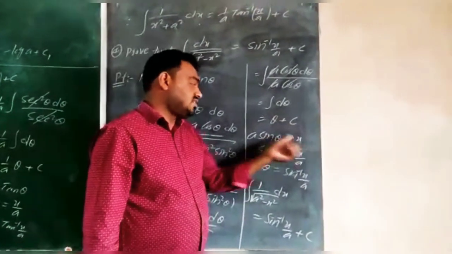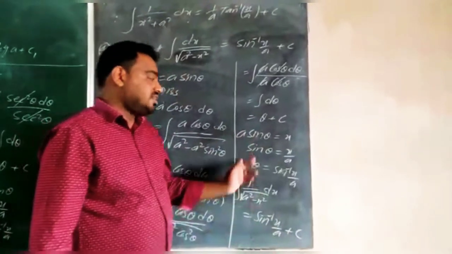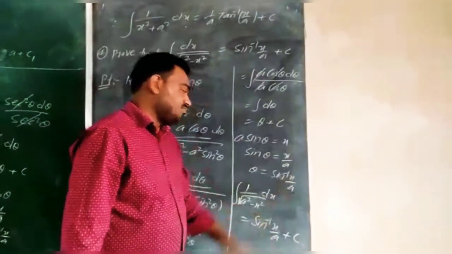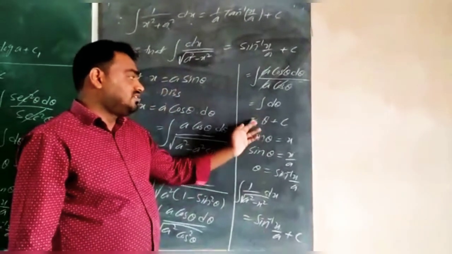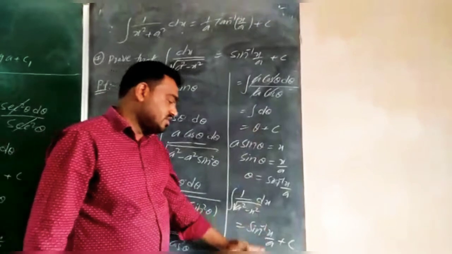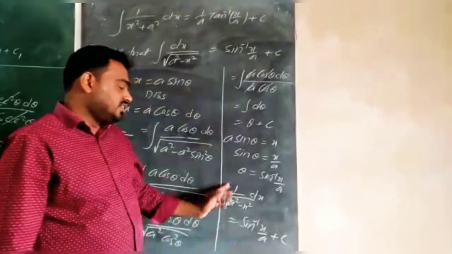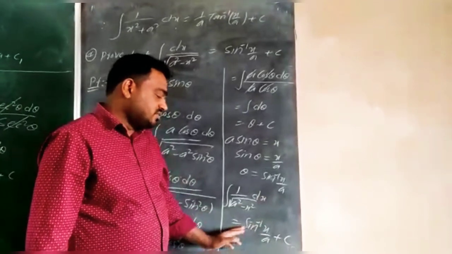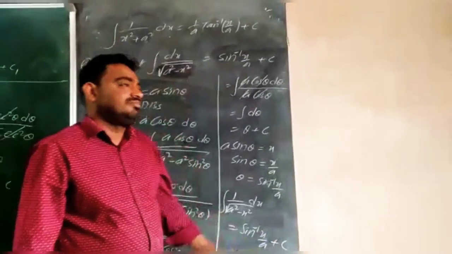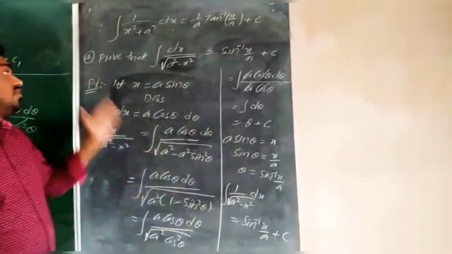So we are saying x is equal to a sin theta. So sin theta is equal to x by a, and theta is equal to sin inverse of x by a. You substitute here: theta is sin inverse of x by a, plus c. Therefore, the integration of 1 by under root of a square minus x square into dx is equal to sin inverse of x by a plus c. This is the fourth answer.